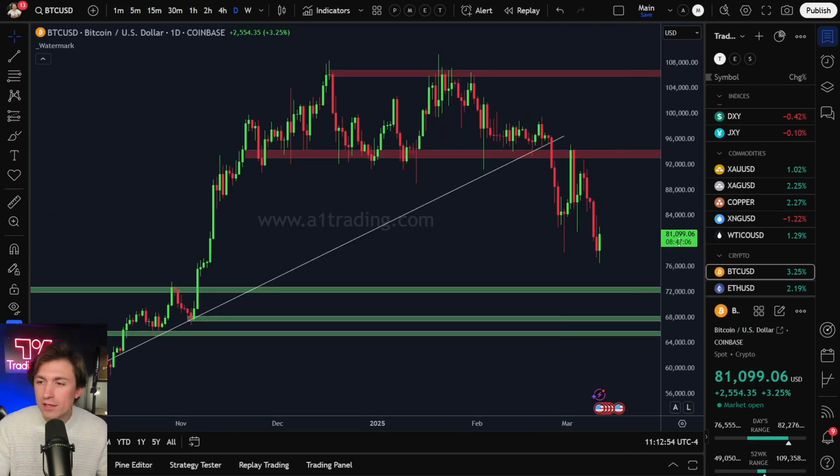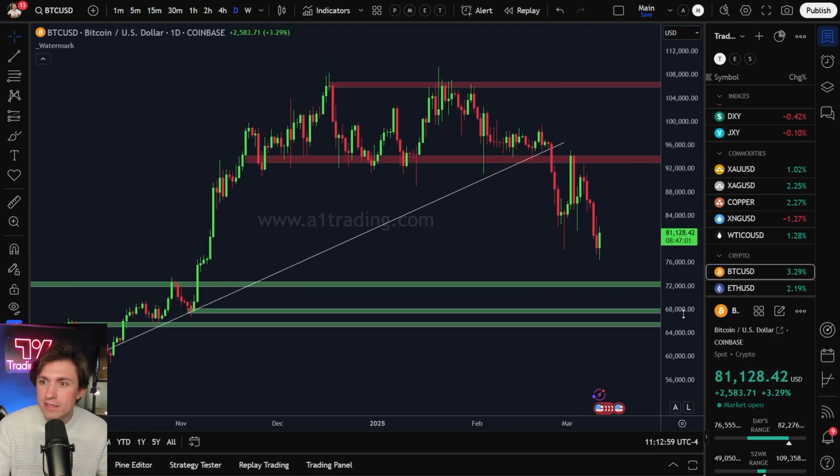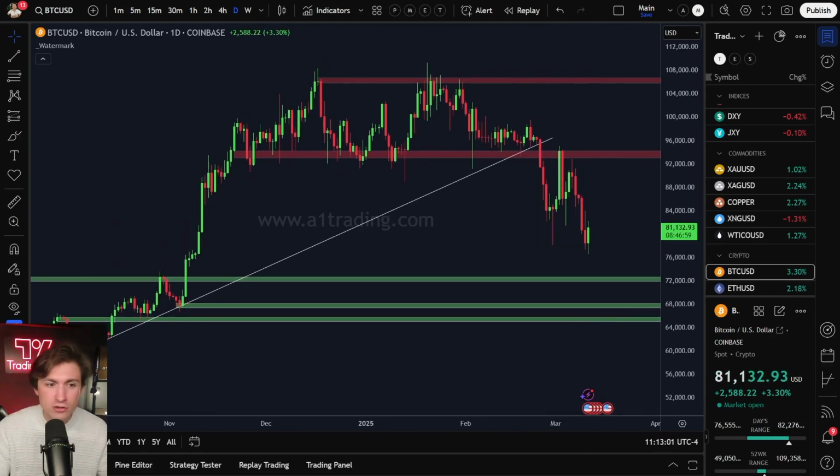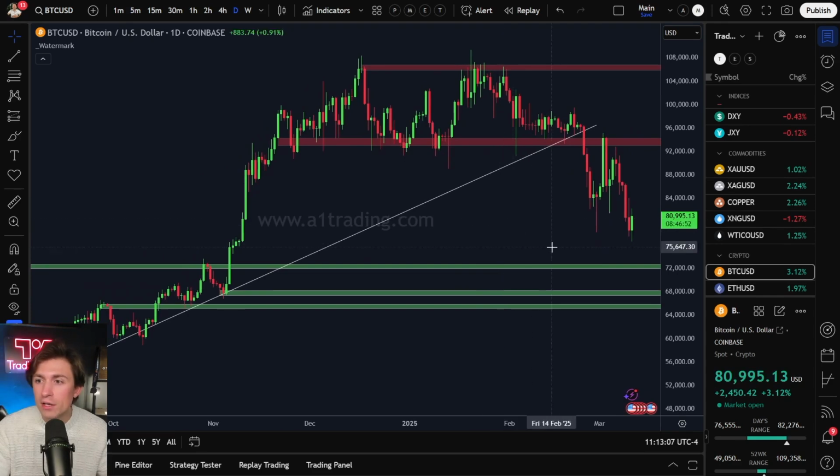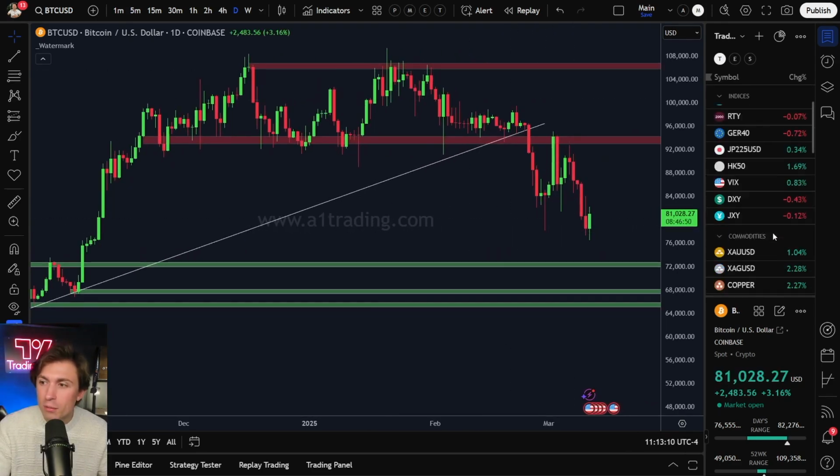Bitcoin's up 3% here today, bouncing back off of the high 70s, showing some nice resilience there. Let's see if we can actually start to put in some higher lows and higher highs in this one. But again, with a lot of risk assets, it's hard for me to really go heavy on them because simply price action looks so bearish at this time.